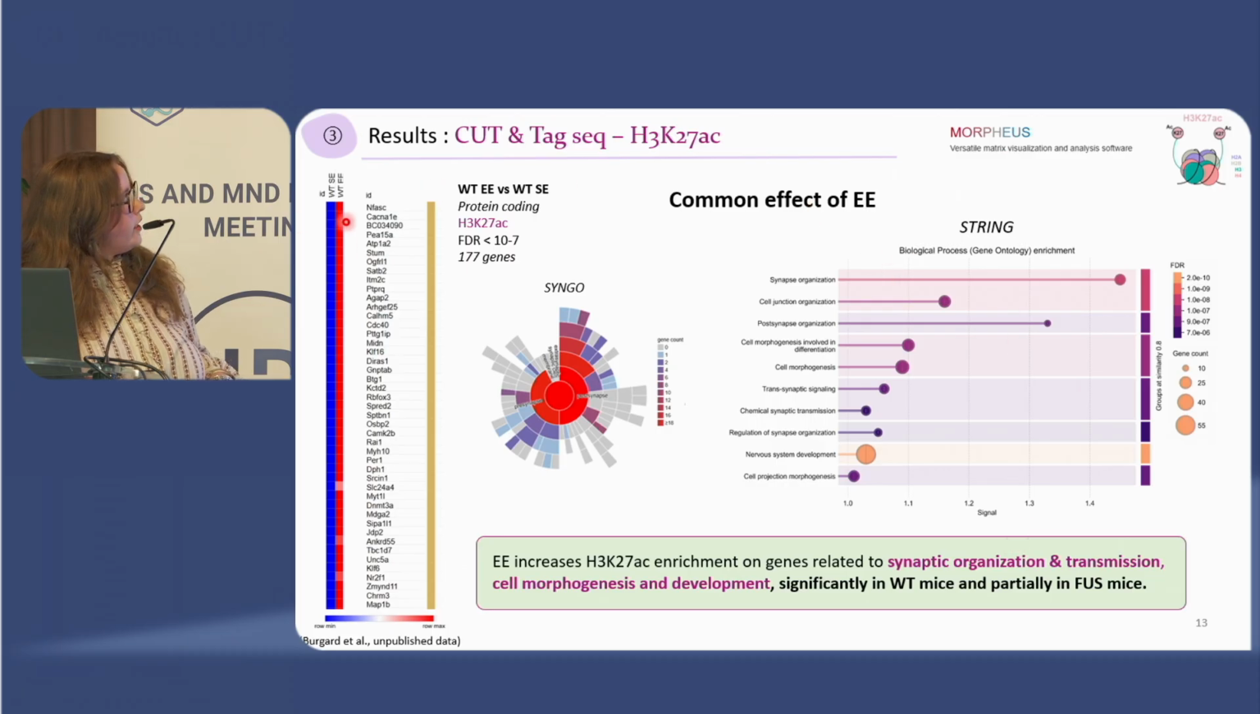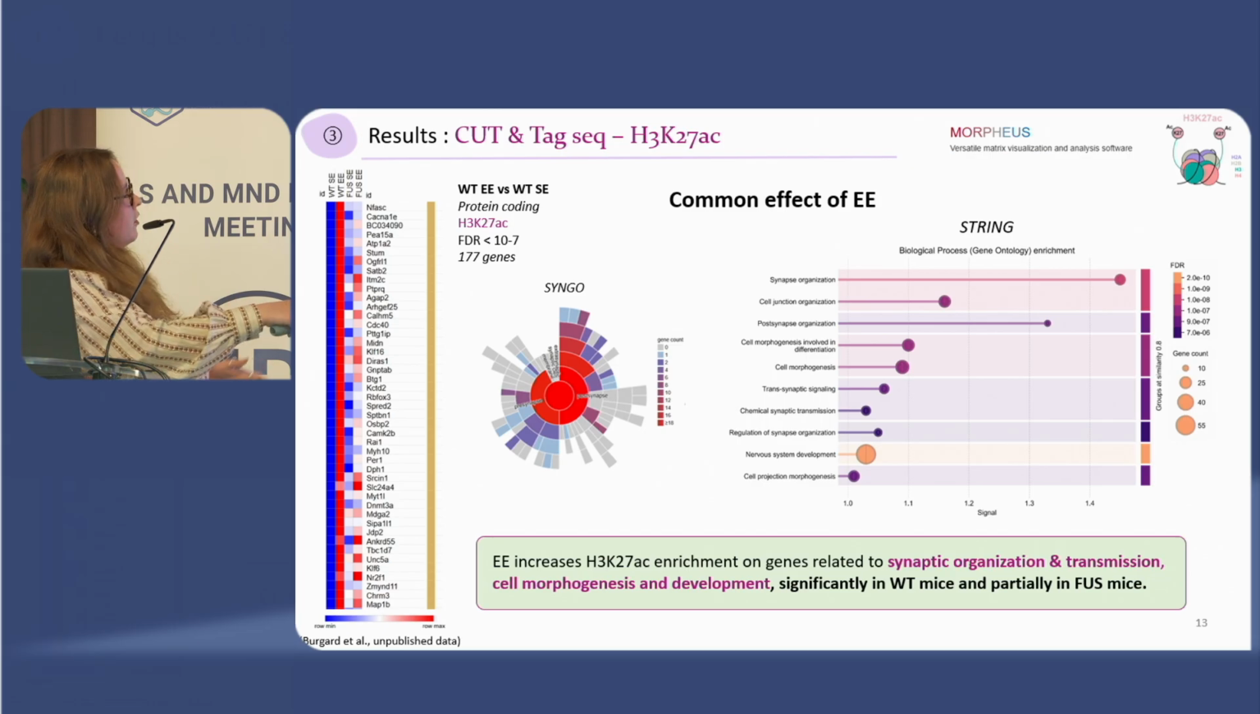But what about the common effect of EE? We can nicely see here that we have an increased H3K27 acetylation on genes related to synapse organization, synapse morphogenesis, cell morphogenesis, and chemical transmission. That is significant in wild-type mice. But how about the fused mice? We can see that we have a partial recovery of the acetylation.